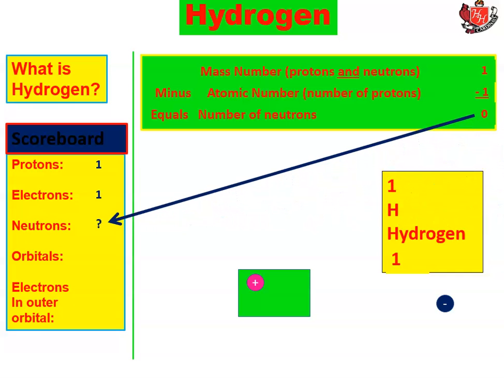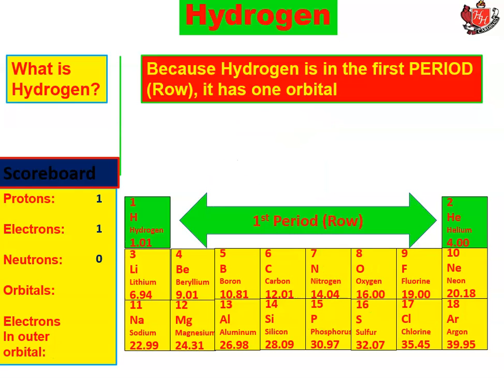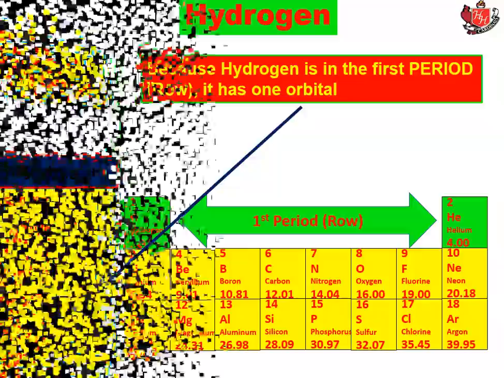So we're going to go ahead and fill in our scoreboard here. And there's neutrons, and there we see we have 0 neutrons. Okay, let's keep moving on here. Now we're going to figure out how many orbitals. So because hydrogen is in the first period or row of the periodic table, and we'll talk about the periodic table in a lot of detail, but the first row of the periodic table where you just see hydrogen and helium, that's called the period. If it's in the first row, it only has 1 orbital. That means hydrogen and helium have only 1 orbital. So we're going to go ahead and fill in our scoreboard right there. So orbitals is 1.